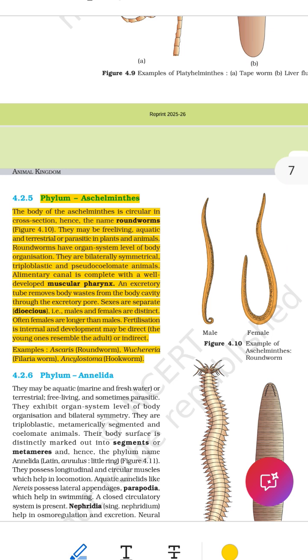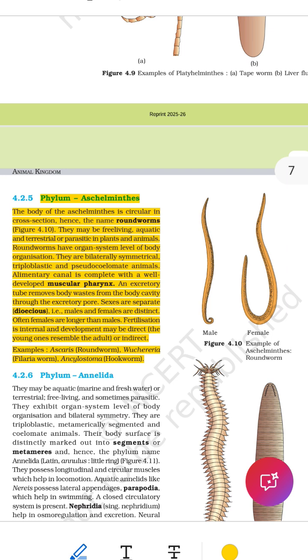How is their body built? Roundworms have a complex body structure. Here's how. 1. Organ system level of organization. Their body has organs like digestive organs and waste-removing organs. These organs work together in systems like digestion, excretion, and reproduction. 2. Bilateral symmetry. If you draw a line from head to tail, the left and right sides of the body look the same, like mirror images.